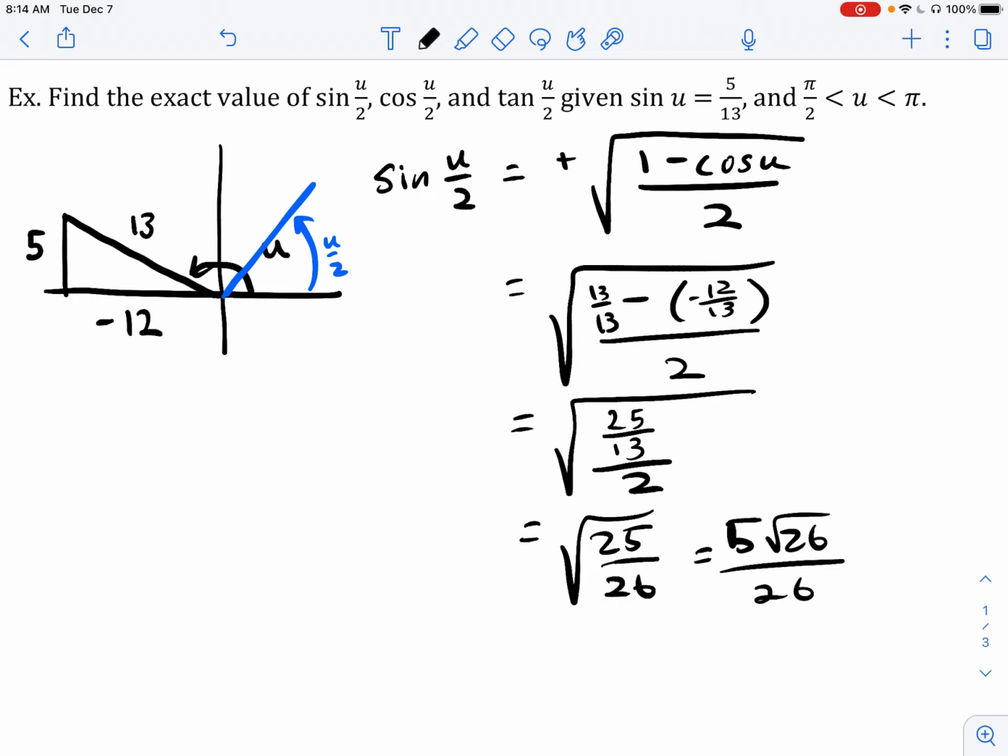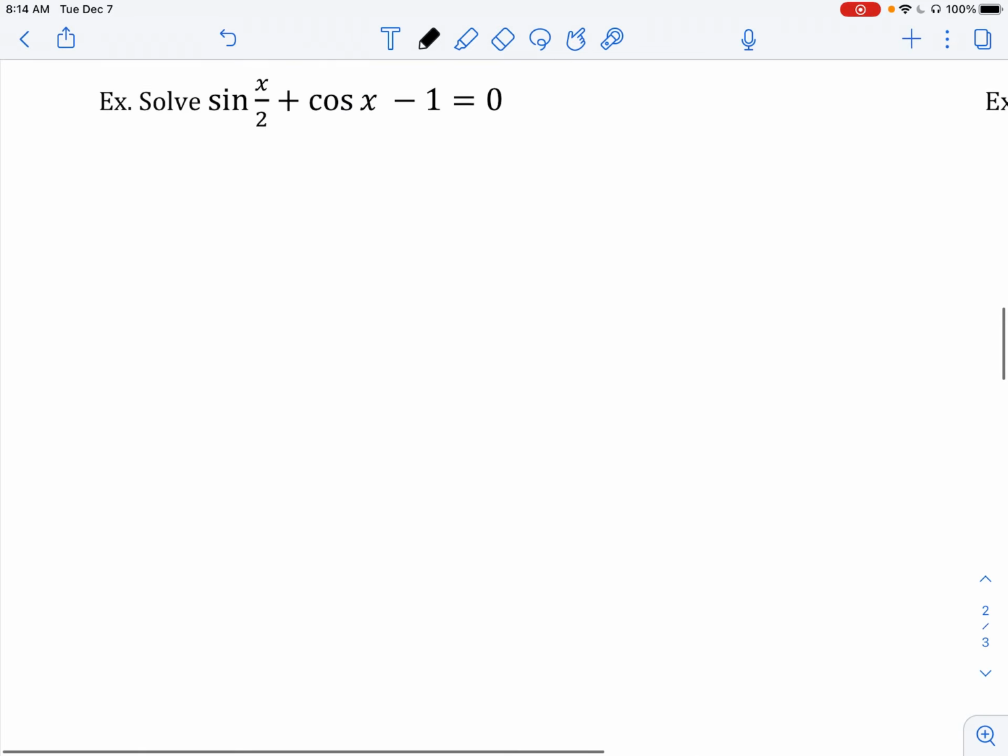Okay? All right. Go ahead and try to do the rest of these for cosine of u over 2 and tangent of u over 2. All right. I wanted to do one solving problem and one verifying problem, so let's run through a few of these. Let's solve using the half angle formula. So this is another example of when we would want to use the half angle formula, because we're looking at this equation right now, and without the half angle formula, there's really nothing else that we can do.